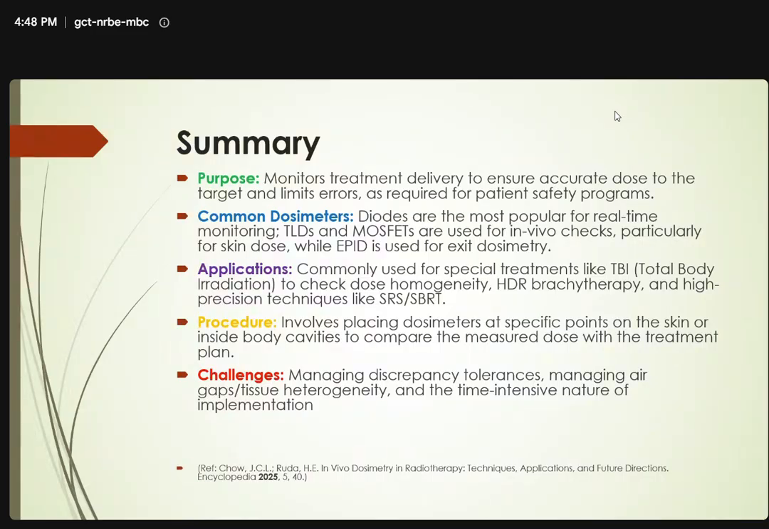So, with this, I will conclude. This is a paper by Cho et al., which I have taken as a reference for this presentation.